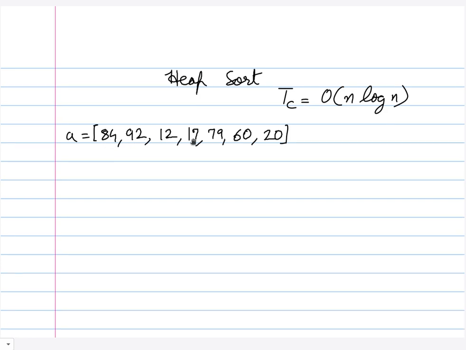Now to understand the working of this algorithm, let us consider we have an array consisting of unsorted elements 84, 92, 12, 17, 79, 60 and 20. We want to sort this array in ascending order using the heap sort algorithm.